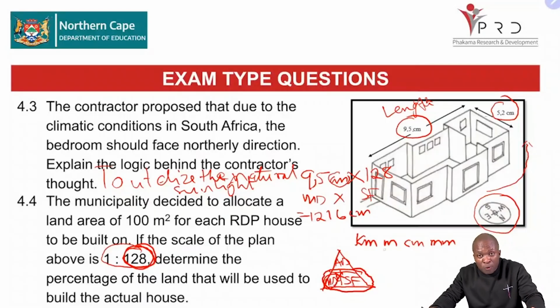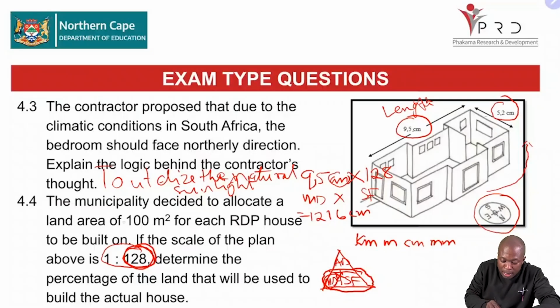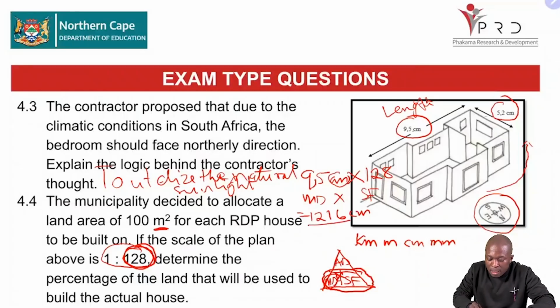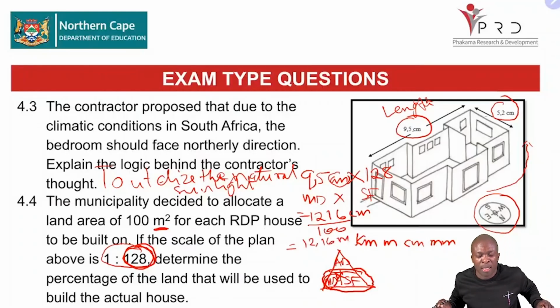And why are we converting to meters? Can you see in the question, the examiner's value of the 100 is also in meters squared. So we need that. Now, what we have to do is divide the 1,216 by 100, and that will give us 12.16 meters. I hope you got that one correct.